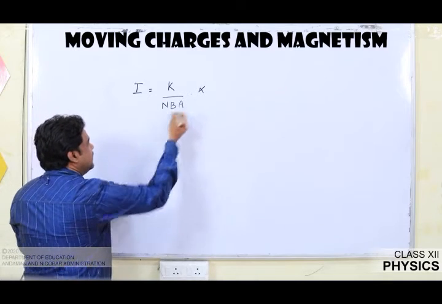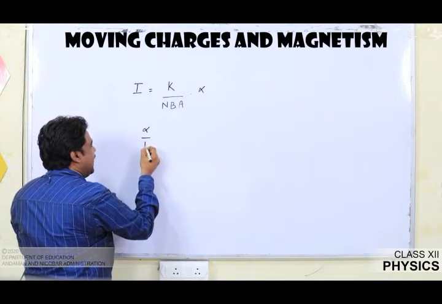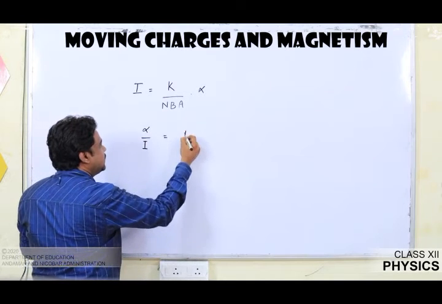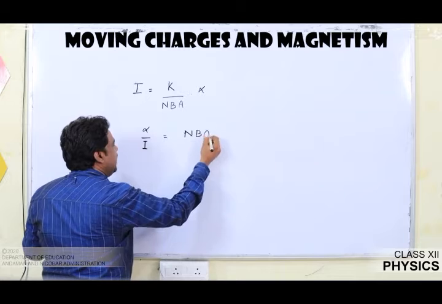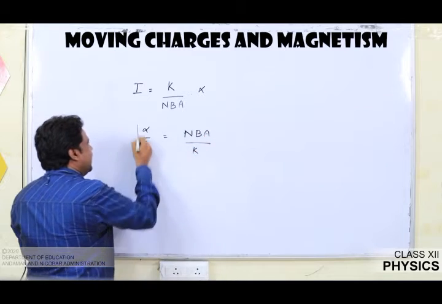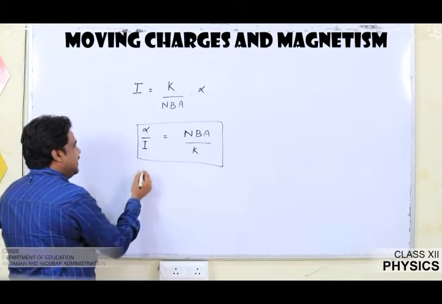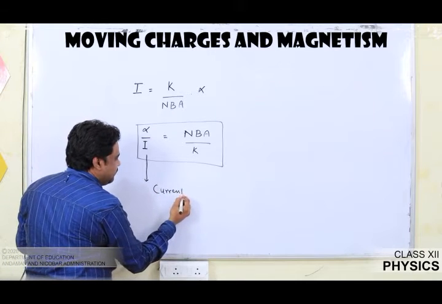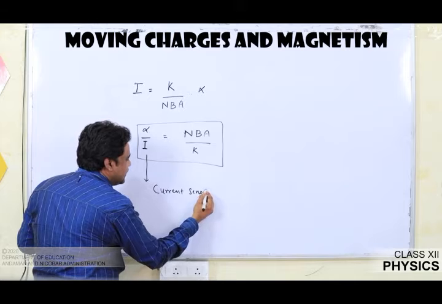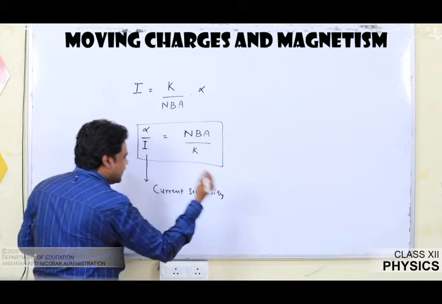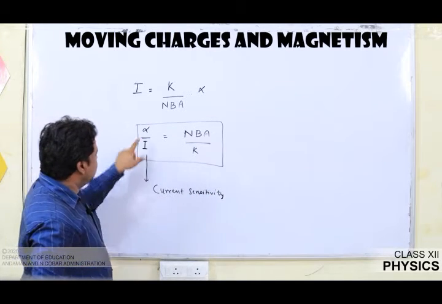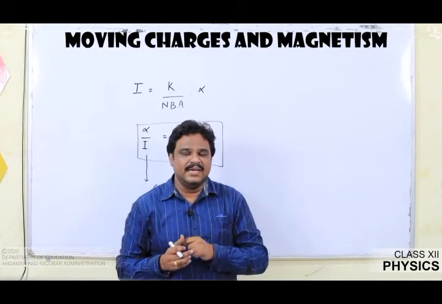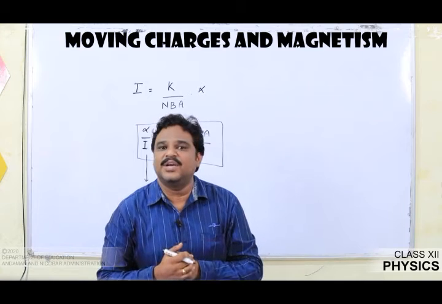You just rearrange it: make the ratio alpha by I, and it becomes NBA by K. Here alpha by I is called current sensitivity. So what is current sensitivity? It is the deflection produced in the coil when a unit current flows through the coil of the galvanometer.